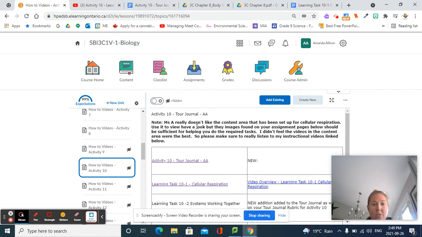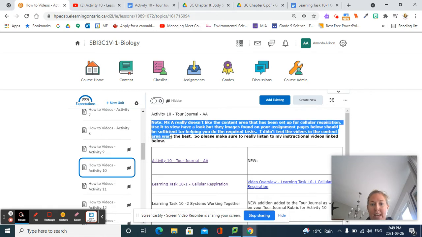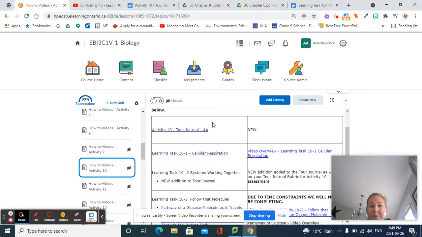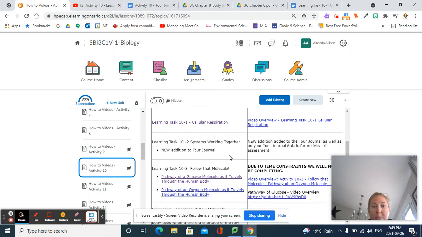When you're in the how-to area, I wasn't a big fan of how the content was set up for cellular respiration in the activity itself online. So I've put some information here and I've linked in some textbook pages that I think are going to work a little better in terms of understanding. But you can still go through the content area and have a look at the videos that are there if you like. So we've got the new tour journal video, which I am adding in right now.